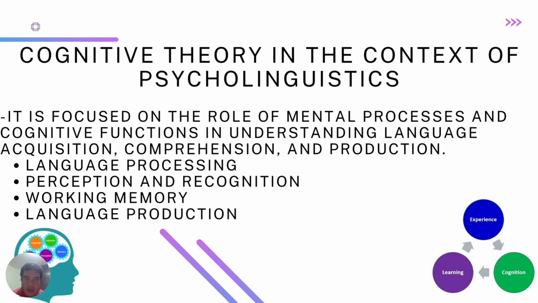Next, we have working memory, where we hold all the linguistic information in our mind. We manipulate this information during the comprehension and production process. And finally, we have language production, where with all the information that we have in our mind, we create sentences and we express our thoughts and ideas.